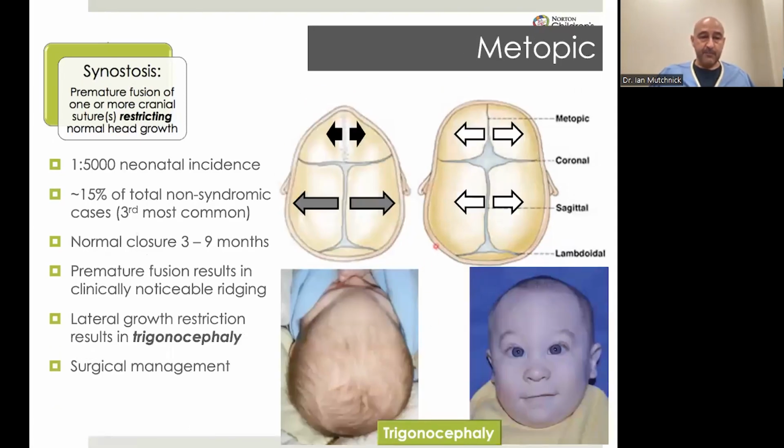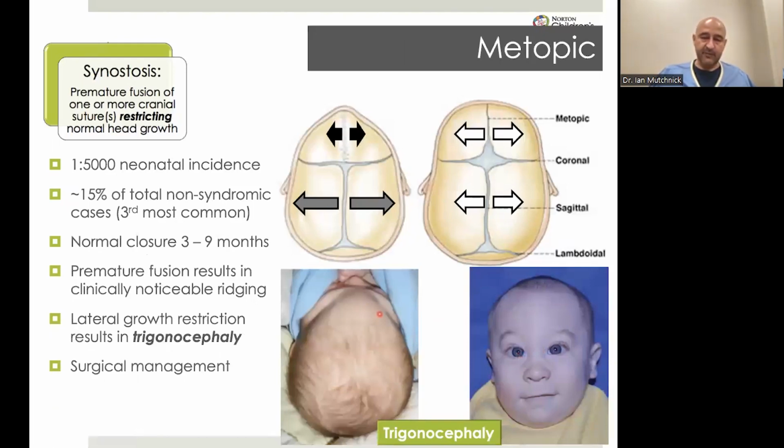You can have a metopic synostosis. This is a little more difficult to diagnose because the metopic suture usually fuses normally at 3 to 9 months. But you can see that there's hypotelorism here. And when you look from the top, trigonocephaly is not subtle. You can see how there's a protrusion of the orbital rims here. That's another strong indication. Often there's ridging here, but even that's not super helpful because a lot of times normal metopic ridging occurs. So I think this is a tough one.